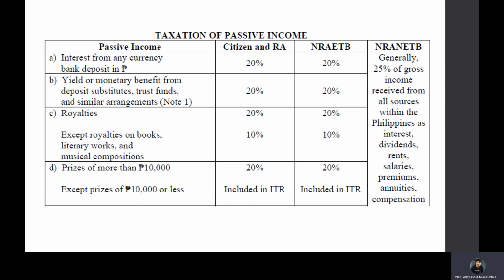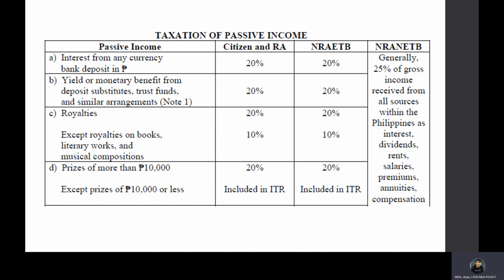For royalties, 20%. Ito yung mga regular royalties, like for example, meron kang franchise as sole proprietor. So itong mga royalties na binabayad sa'yo, masasubject siya sa 20% final withholding tax if you're a citizen and resident alien. Except, of course, yung mga royalties on books, since lower yung final withholding tax nila. So yan naman, naka-indicate dyan.